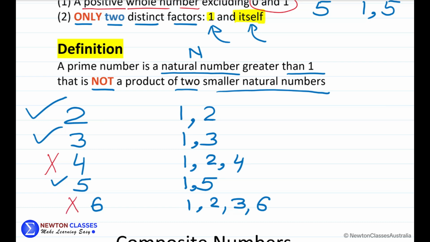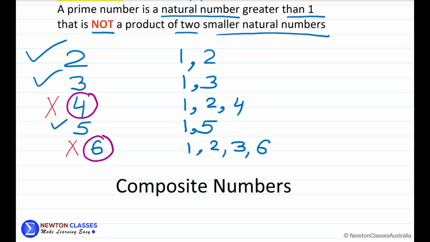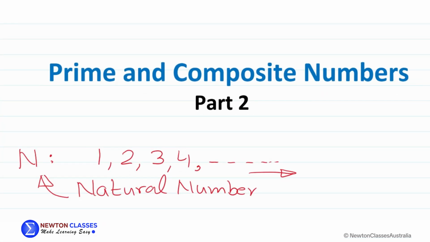So what do we call these numbers which are not prime? 4 is called a composite number. 6 is known as a composite number. So what are composite numbers? In prime numbers part 1, we have seen what a prime number is, what the main key properties are, and that there are 2 factors of prime numbers. But if the factors are more than 2, then we call those numbers composite numbers.